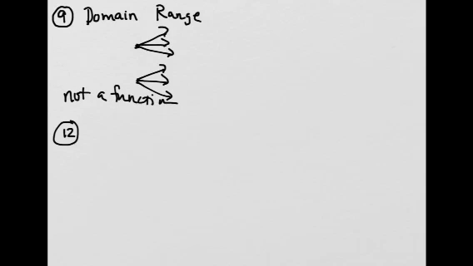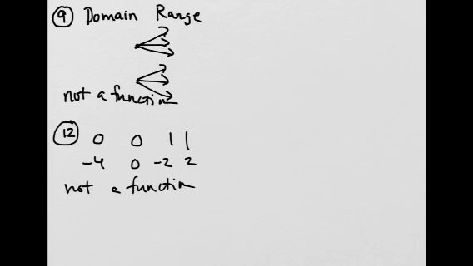Number 12, if you notice the input values, I have 2 zeros and 2 ones that are paired up with different numbers. So 0 is paired up with -4, and then 0 is paired up with 0. 1 is paired up with -2, and then it's paired up with +2. So this is not a function, because again, you have an input value paired up with 2 output values.